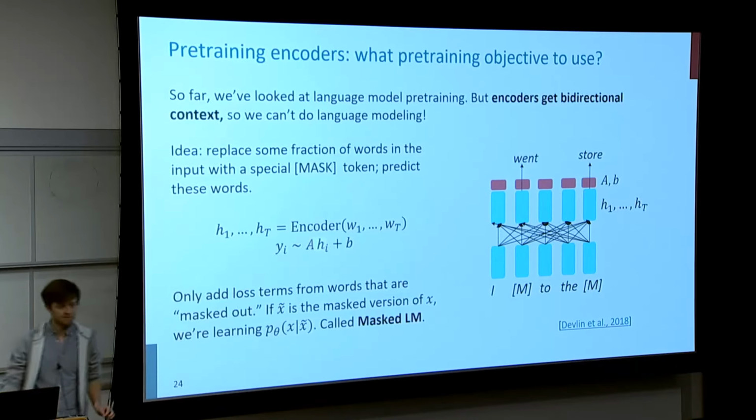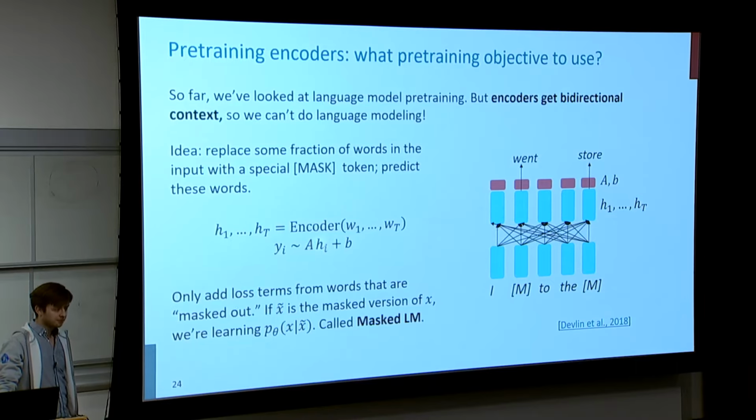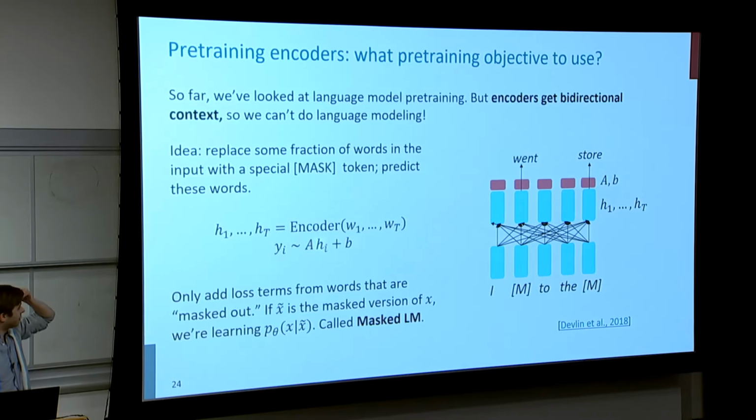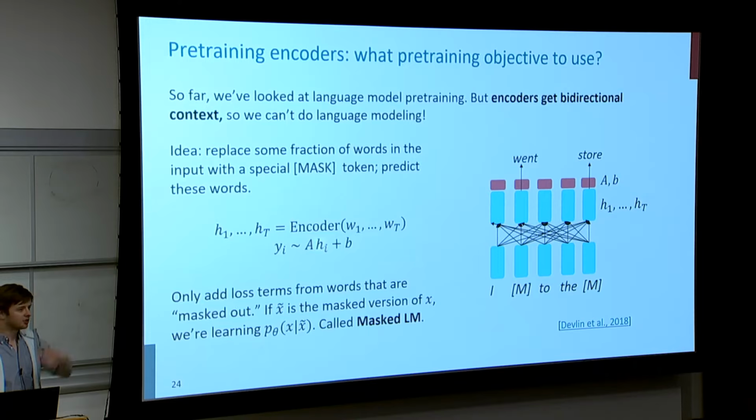Yes? So the words that we mask out, do we just select them randomly, or is there some scheme to it? The question is, do we just choose words randomly to mask out, or is there a scheme? Mostly randomly. We'll talk about a slightly smarter scheme in a couple of slides, but yeah, just mostly randomly.